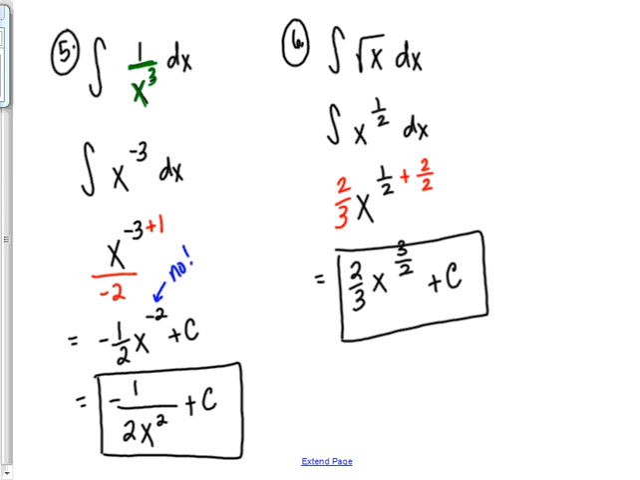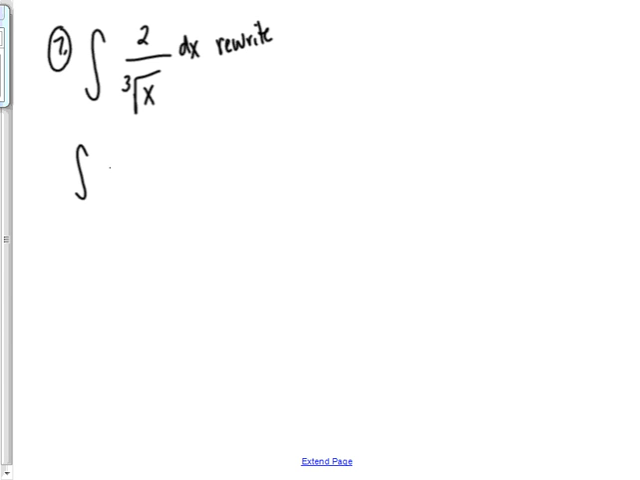Just makes it a little bit easier, especially like when you got one like number 7. Okay, integral of 2 over cube root of x dx. Okay, so the first thing I have to do is rewrite it. So that would be 2x to the negative 1/3 dx, because what I had to do was change that cube root of x to x to the 1/3, and then it was on the bottom. I had to bring it to the top, and it became negative.